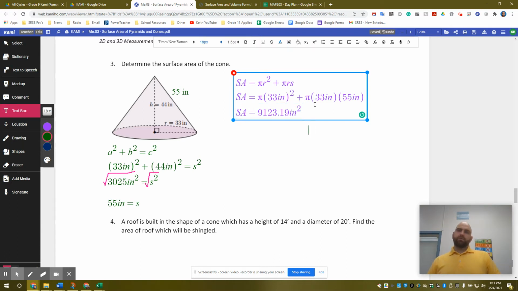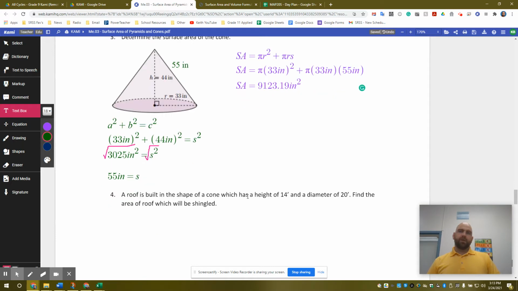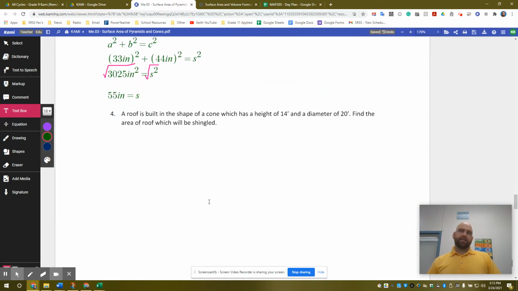We're dealing with big numbers while we're multiplying, so we're going to end up getting a pretty big number when we do all the calculations. Okay, this is the total surface area of our cone. That includes the lateral area and the base. Now let's take a look at a second example.